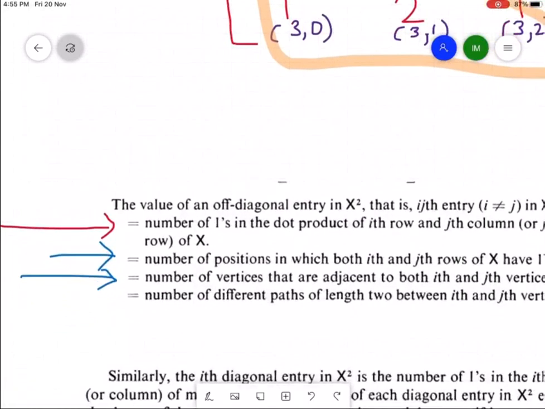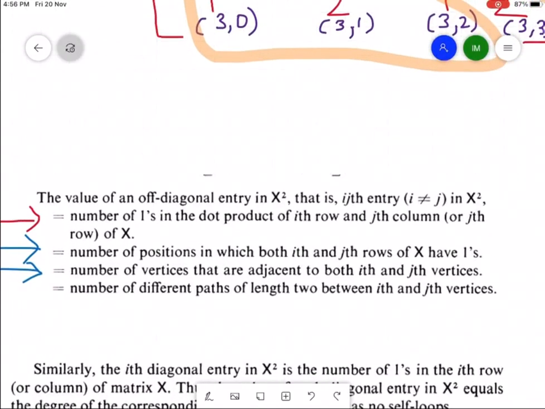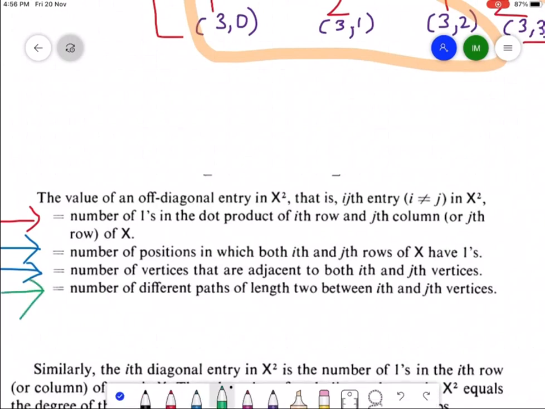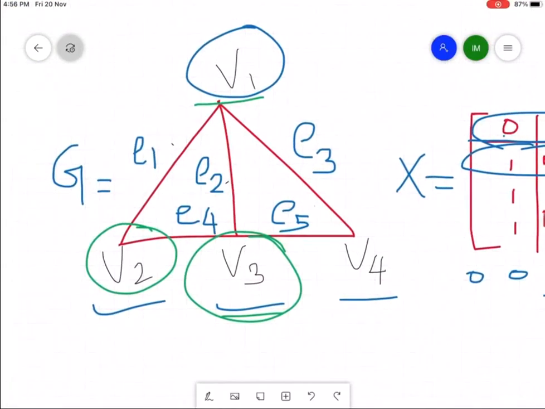And then the last one is the number of different paths of length 2 between the ith and the jth vertices. Let's go back to our graph, and we are going to find the paths.